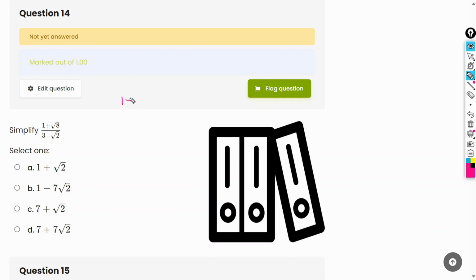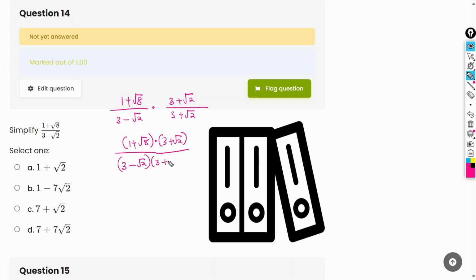So I'll have 1 plus root 8 divided by 3 minus root 2, which will be multiplied by 3 plus root 2. So multiply top and bottom by the conjugate of the denominator. Expanding this, the top would be 1 plus root 8 multiplying 3 plus root 2. Then the denominator would be 3 minus root 2 times 3 plus root 2.